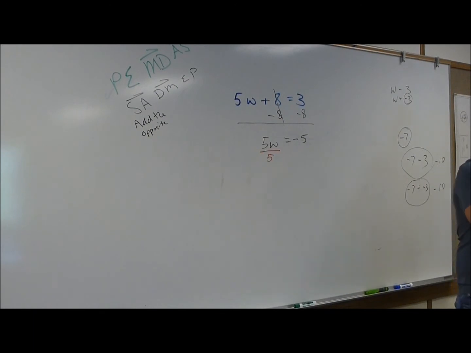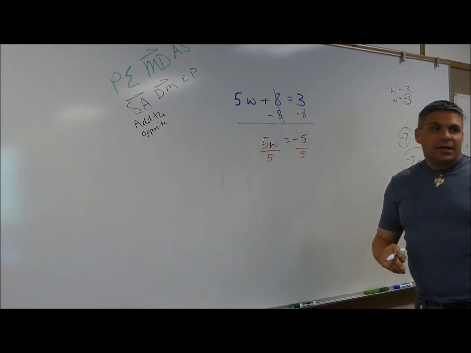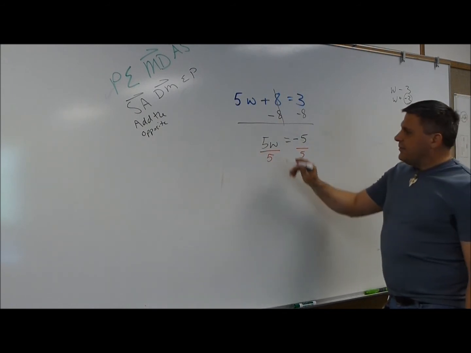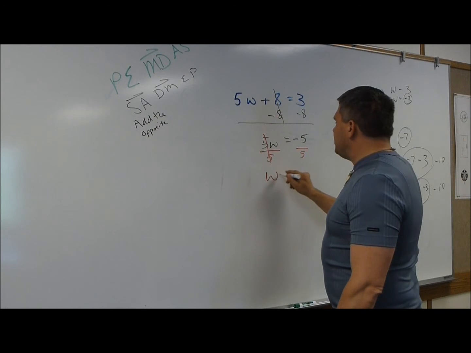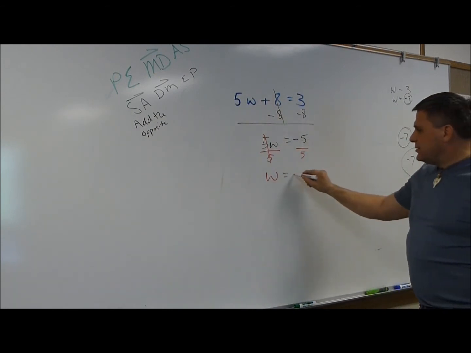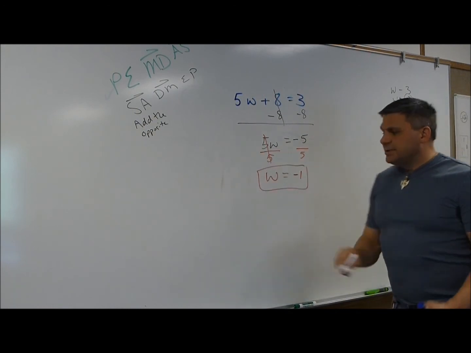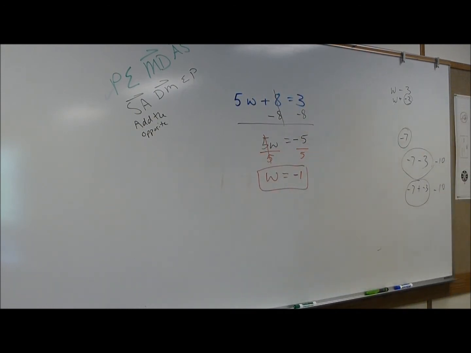But what I do to one side, I have to do to the other. And so now 5 goes into 5 and it should cancel out. So now I'm left with w. And then 5 goes into negative 5, negative 1 times. And so now I know that w is equal to negative 1. Okay?